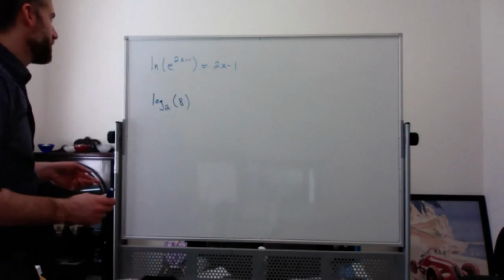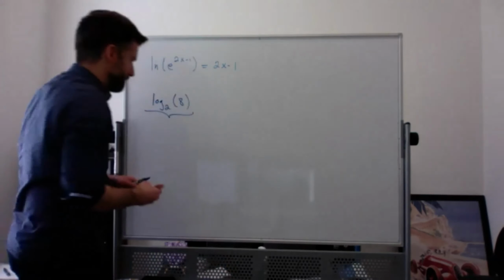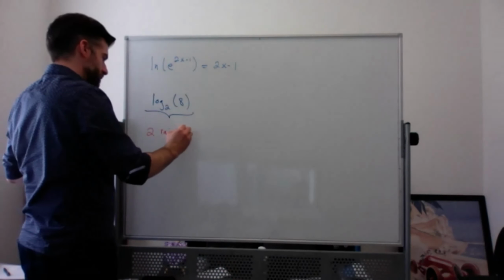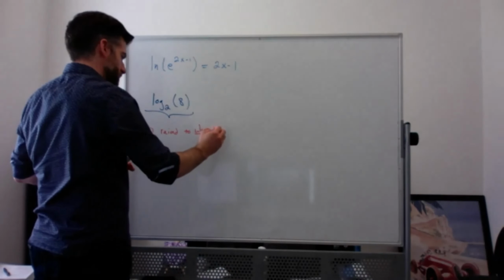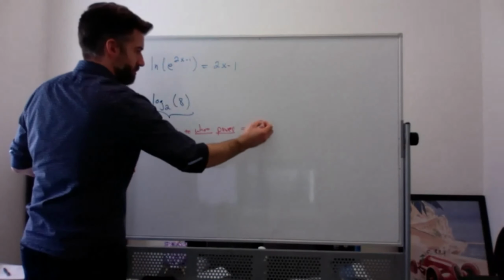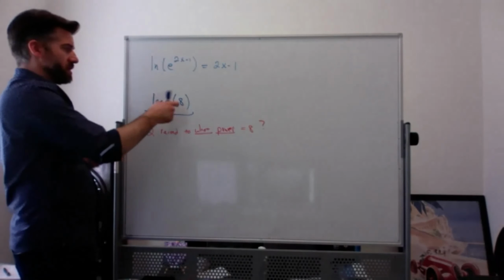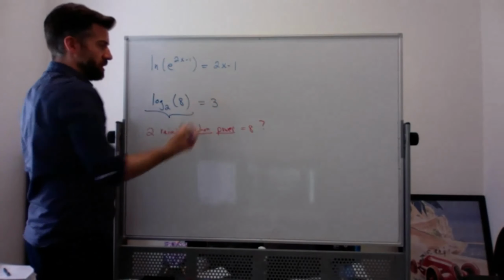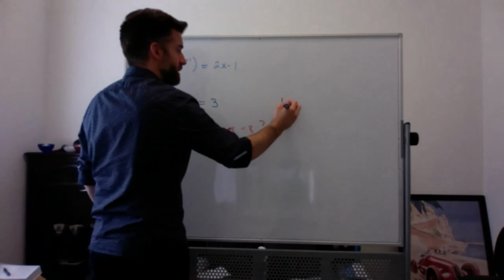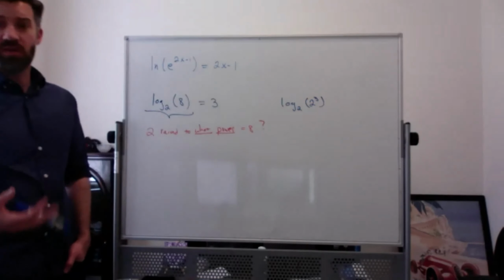All right, so what does log base 2 of 8 really mean? Well, when I read this, I see this as saying 2 raised to what power equals 8? That's the question this is asking. So 2 raised to what power equals 8? Well, it's 3. And I write this 2 to the third equals 8. Another way you could write this is log base 2 of 2 to the third. Right, 2 to the third is equal to 8.